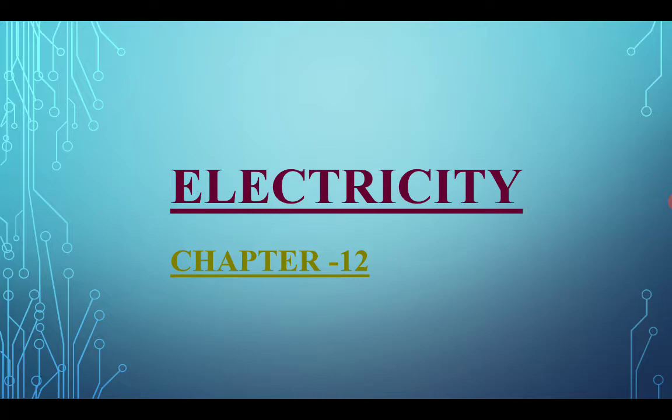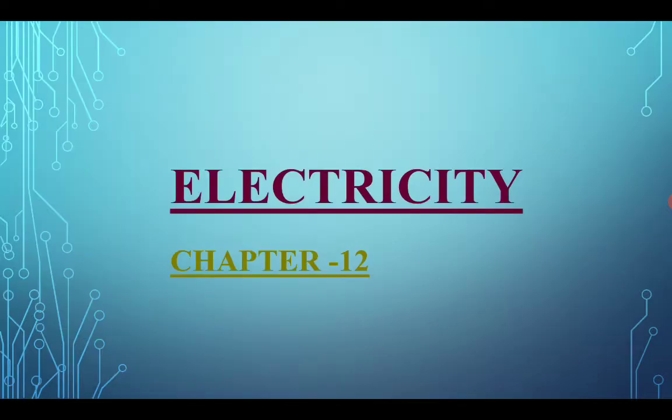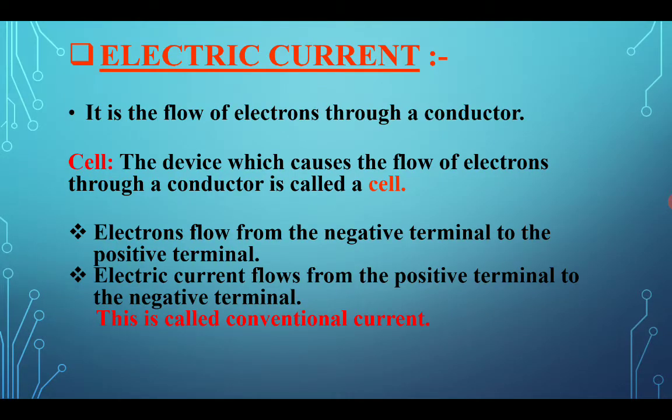So what is electricity? You know that electricity is basically a form of energy, and the result of this electricity is electric current. We know that when electrons flow through a conductor, the electric current flows. So electric current is because of the flow of electrons through a given conductor.